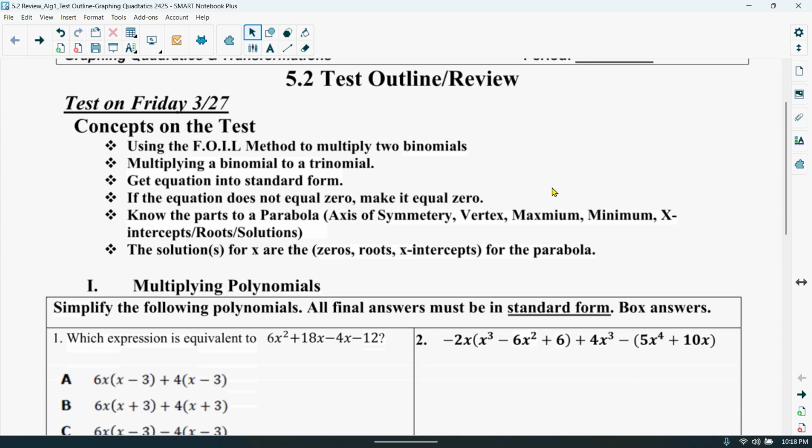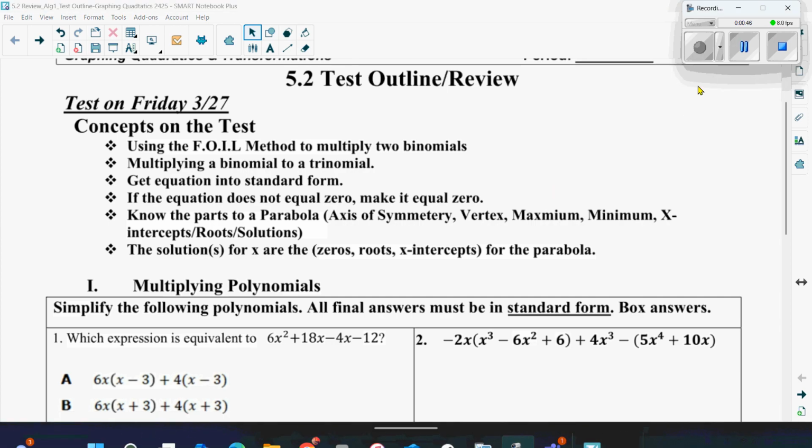These are the concepts that we're going to cover. I'm just going to, oops, hold on. Let me get my pen. Sorry.